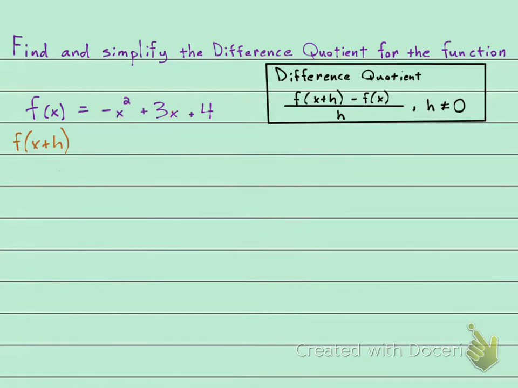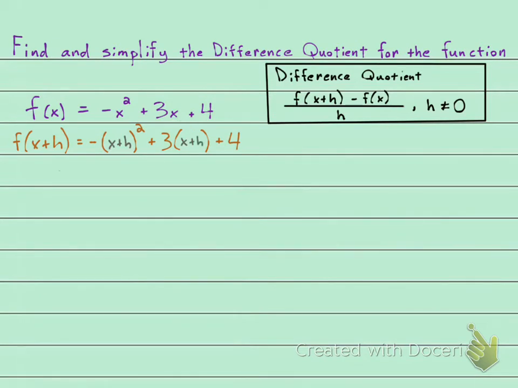Now, I like to use my blank parentheses, negative x squared plus 3x plus 4. And we're going to plug it in. We're going to plug in x plus h, that's where the x was. And we're going to plug in x plus h, that's where this x was.